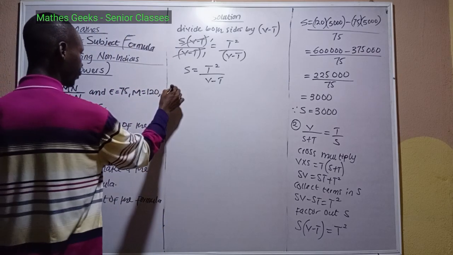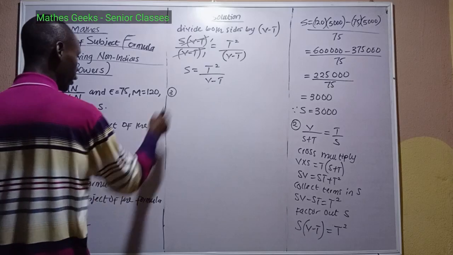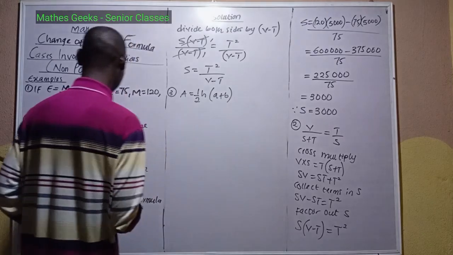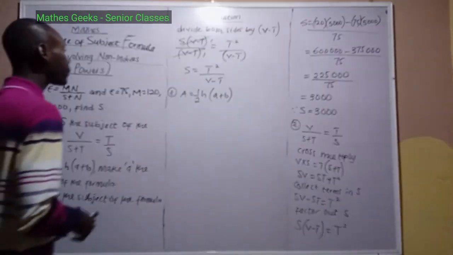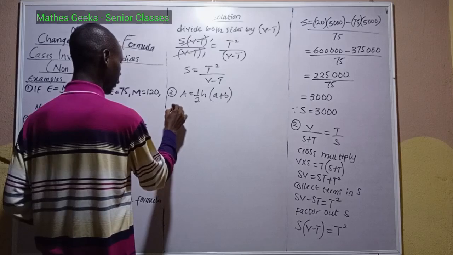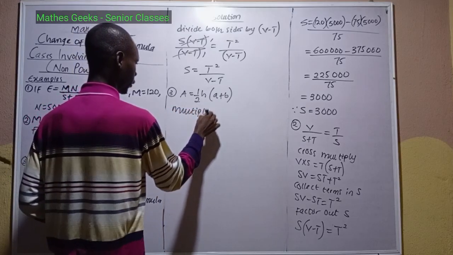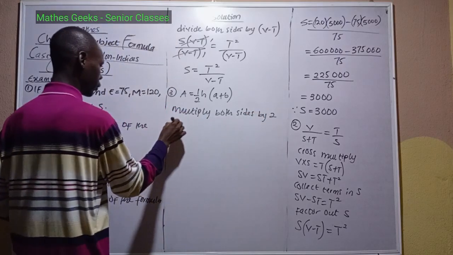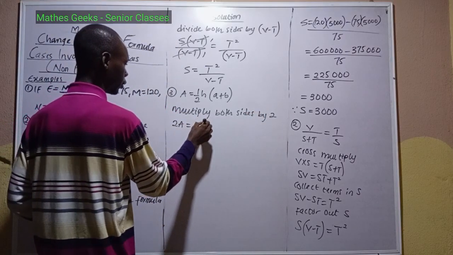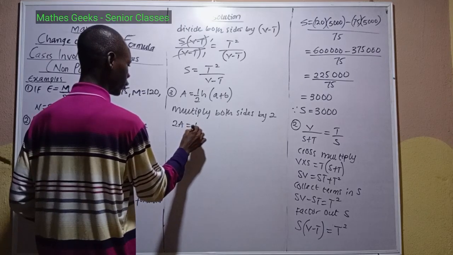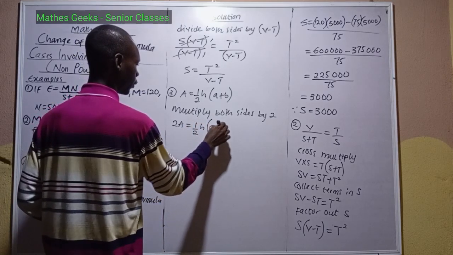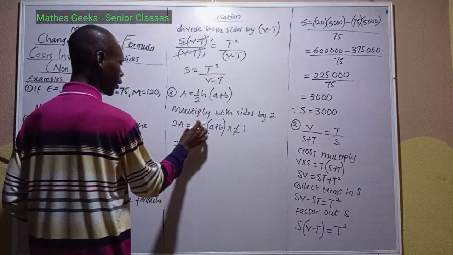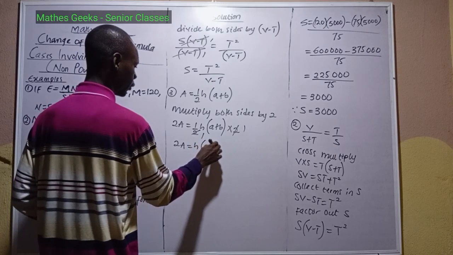Number 3, if A is half H times E plus B, make A the subject of the formula. Let's eliminate 2. Multiply both sides by 2. 2A is equals to 1 over 2 H times E plus B times 2. 1 times H is H times E plus B.